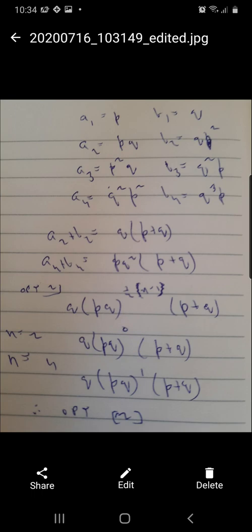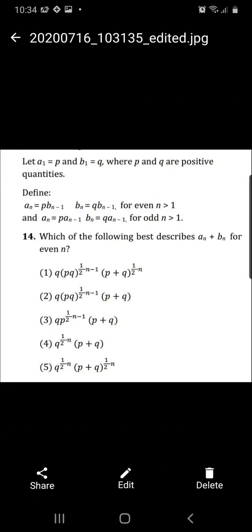So now A2 plus B2 will be Q common, P plus Q, and A4 plus B4 will be PQ square common, P plus Q. Now we have to do it by options, and we'll go by second option.